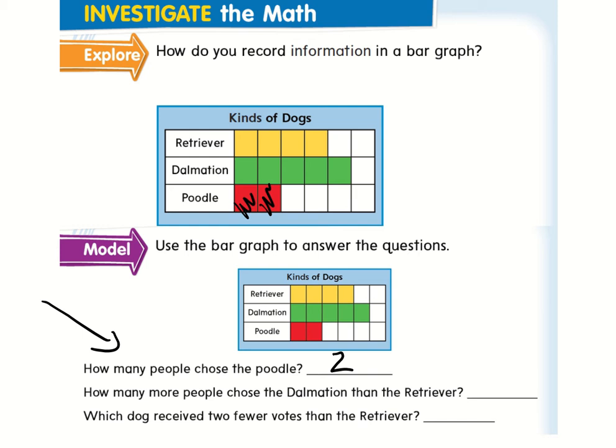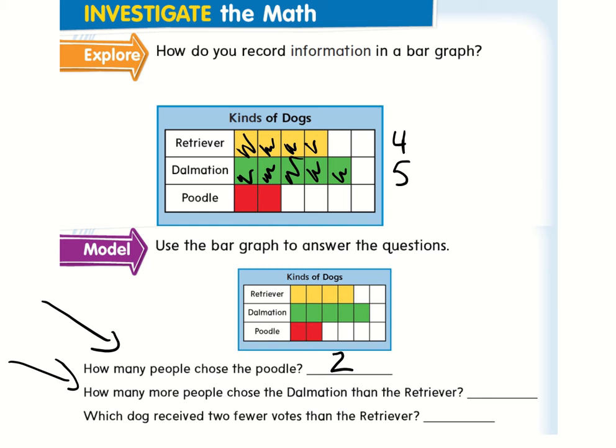How many more people chose the Dalmatian than the Retriever? So that's asking us how many more people chose that. Now, what I want to do is I want to look at the top here and check to see how many people actually chose the Dalmatian and the Retriever. So Dalmatian, I have 1, 2, 3, 4, 5. So I've got 5 for Dalmatian. I've got 1, 2, 3, 4 for Retriever.